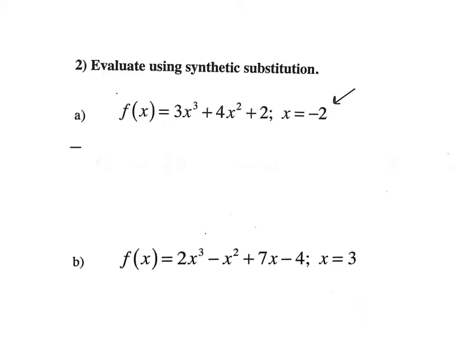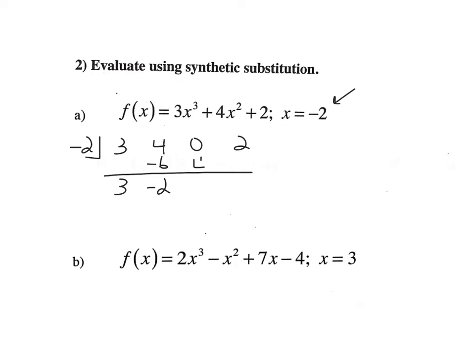All right, evaluate using synthetic substitution. That's where you put the negative 2 in the box. Going 3, 4. Don't forget your 0 because you're missing x to the first power. And start off by doing this. Bring the 3 straight down below the line. Every time you bring one below, multiply by what's in your box. 3 times negative 2 is negative 6. Put it there. You always add.